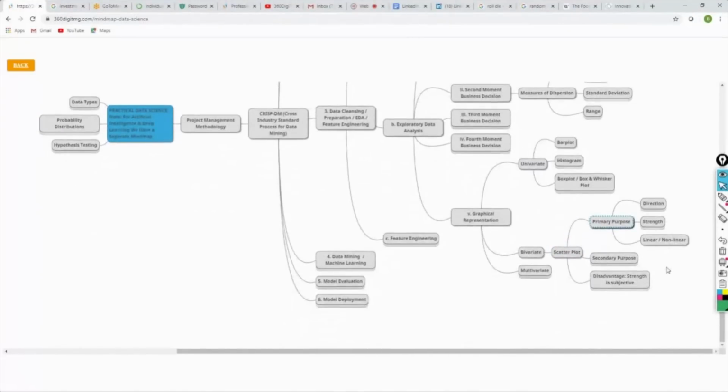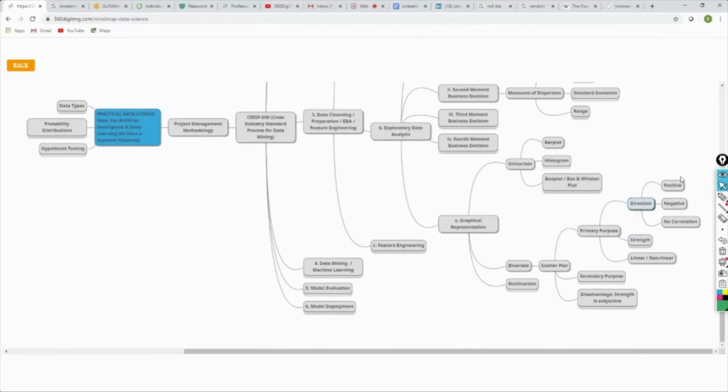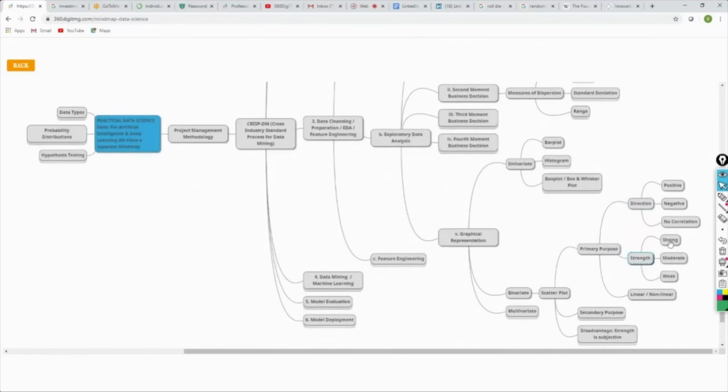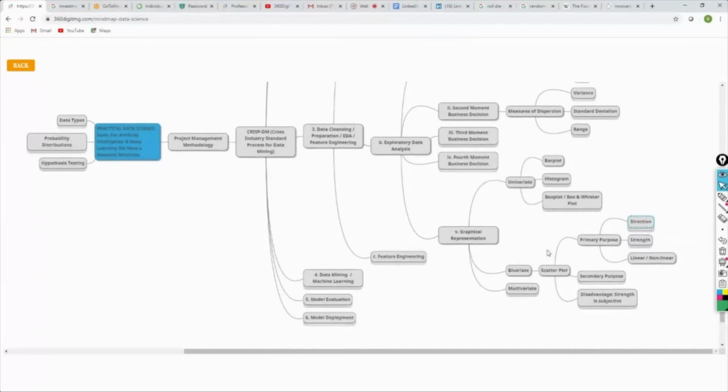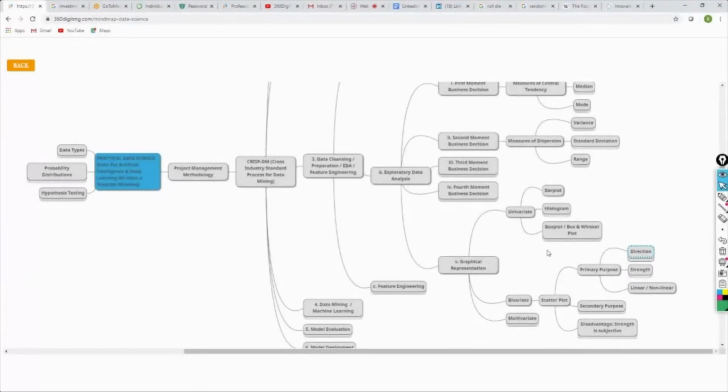Scatter plot will help you identify direction. Direction can be positive or negative, or there might be no correlation. Strength: strong, moderate, or weak, and whether the relationship is linear or non-linear. This is what we discussed today.